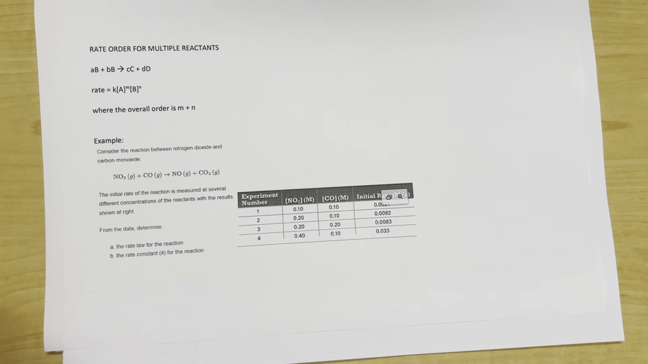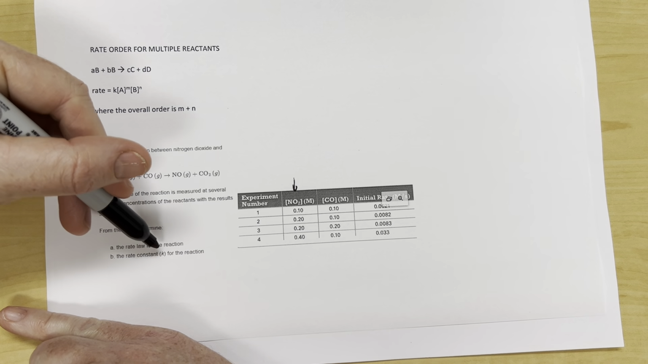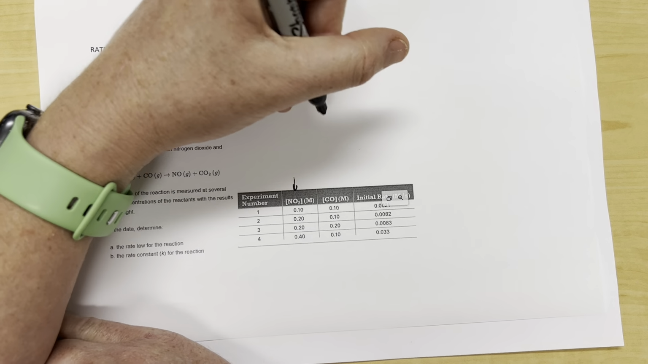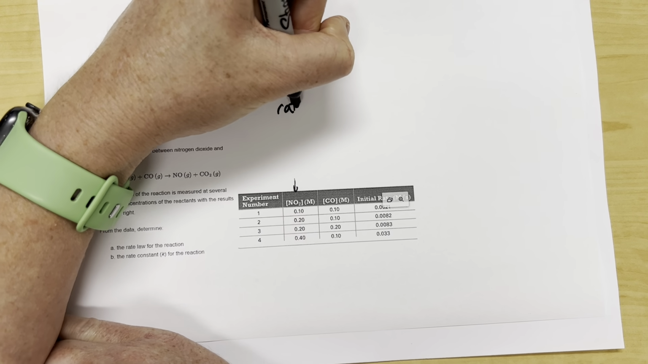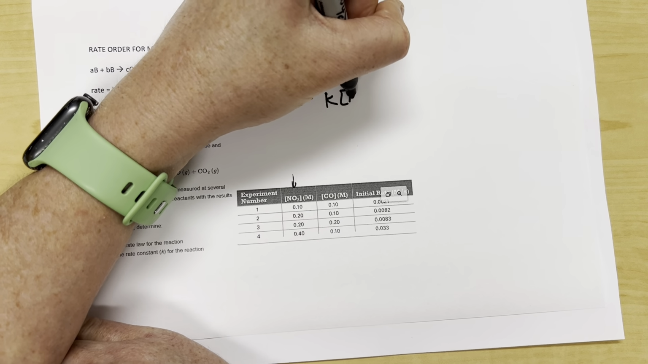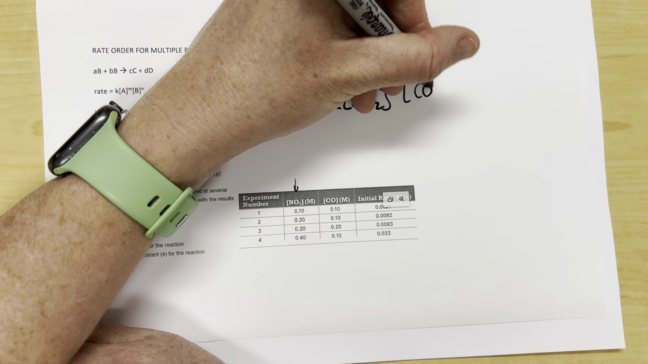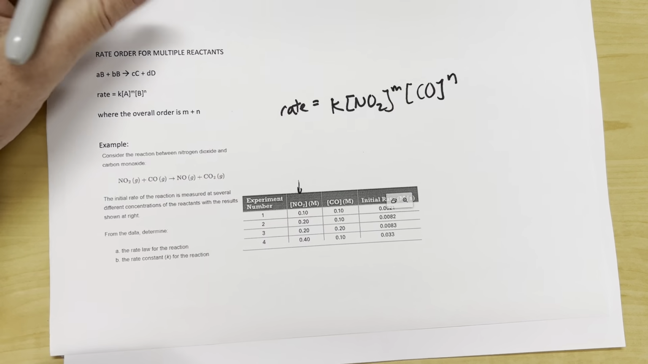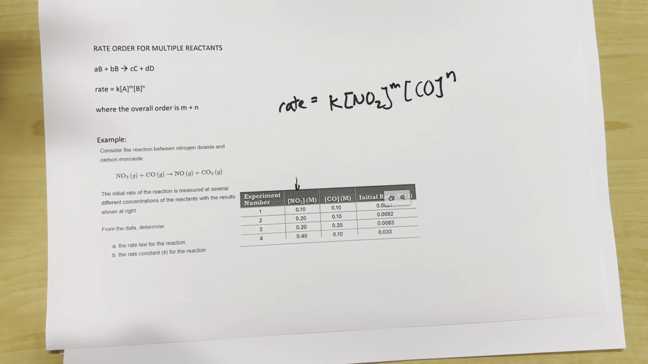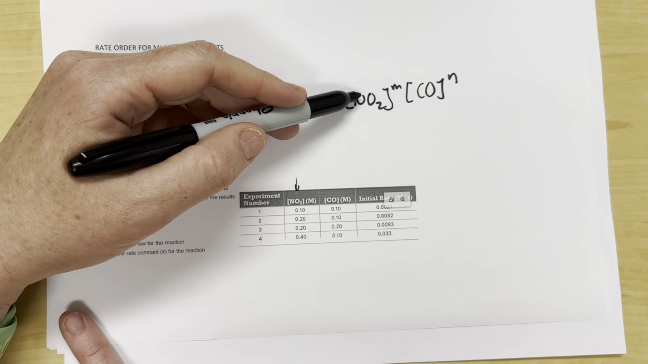So for the first one, let's go ahead and look at NO2 to find the rate law for the reaction. The rate law in this case is going to be rate equals K times NO2 to some M times CO to some N. We don't know what that M and N are, but let's use the table to try to figure it out. Okay, let's look for NO2 first.